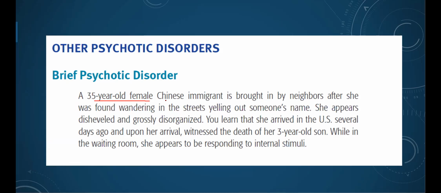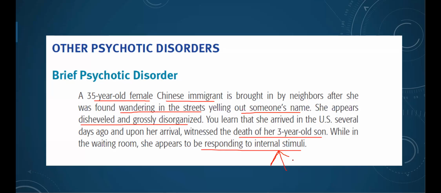A 35-year-old female Chinese immigrant is brought in by neighbors after she was found wandering in the streets, yelling out someone's name. She appears disabled and grossly disorganized. You learn that she arrived in the US several days ago. Upon her arrival, she witnessed the death of her 3-year-old son. While in the waiting room, she appears to be responding to internal stimuli.